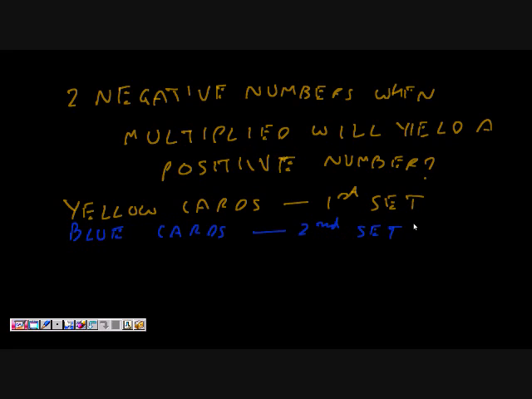Or the instruction may say gain two yellow cards from the person on the right of you. Or it will say lose two yellow cards to the person on the right of you, so you give two cards away to that person.